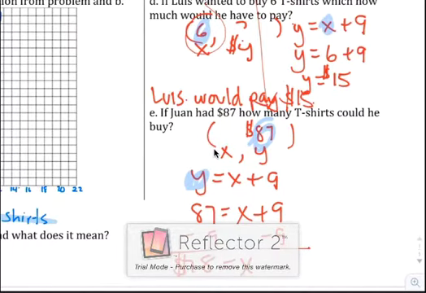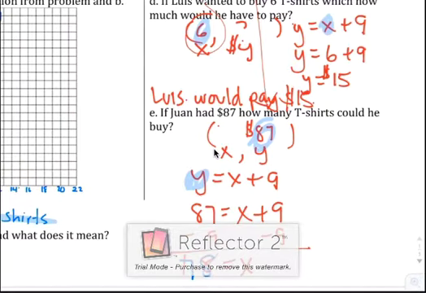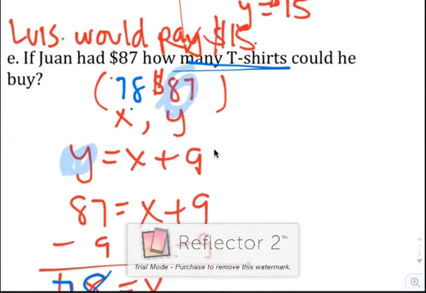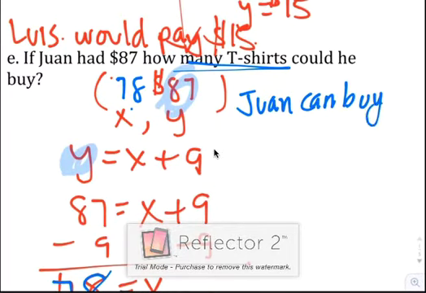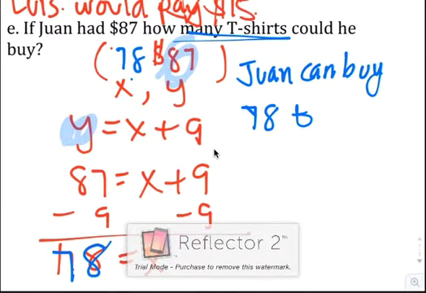So, 78 not dollars, t-shirts, because X represents t-shirts. So 78 goes here, and X represents the t-shirts. The question, how many t-shirts? Juan can buy 78 t-shirts. Okay, there we go.